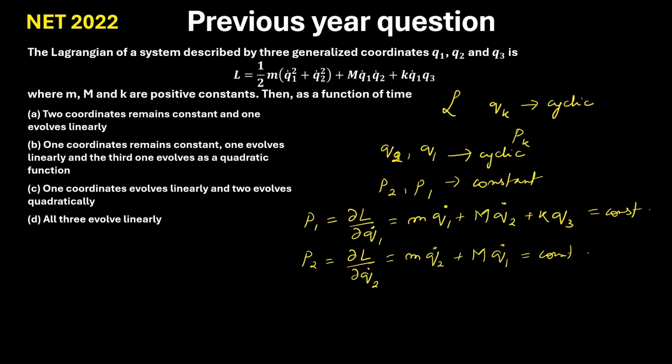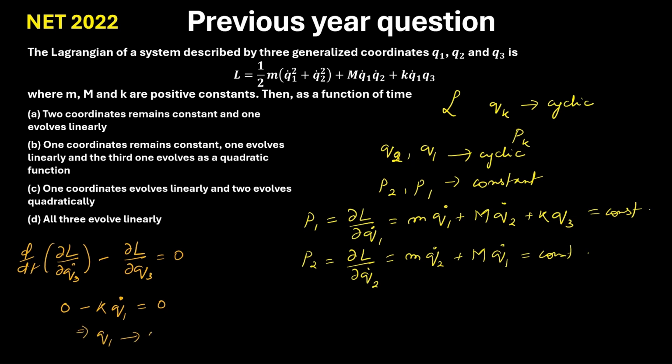Now, let us write the equation of motion for Q3. So it will be d by dt of del L by del Q3 dot minus del L by del Q3, which is equal to 0. So if I differentiate, this one will be 0, and minus, it will be K Q1 dot is equal to 0. So from this equation, I can infer that Q1 is a constant.